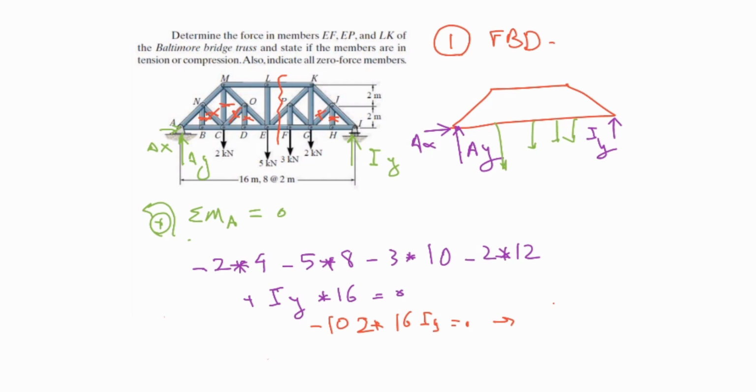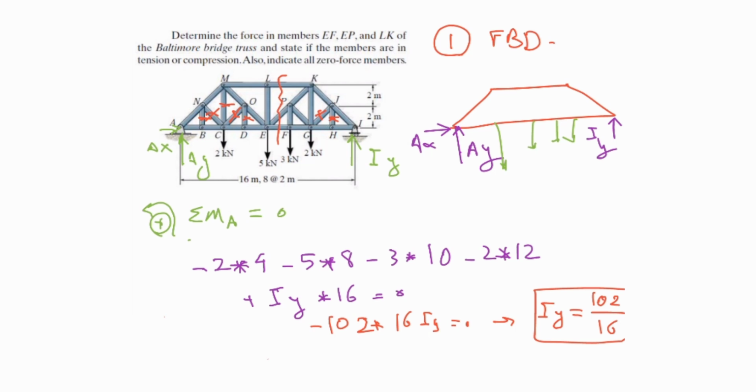And by doing this, you can find iy equal to 102 over 16. And this is what we get for iy actually. And by having iy, we can do a free body diagram of this part, meaning that we can get this part separated from the left part and put iy over there and solve the problem for that. Okay, let's get started on doing that.